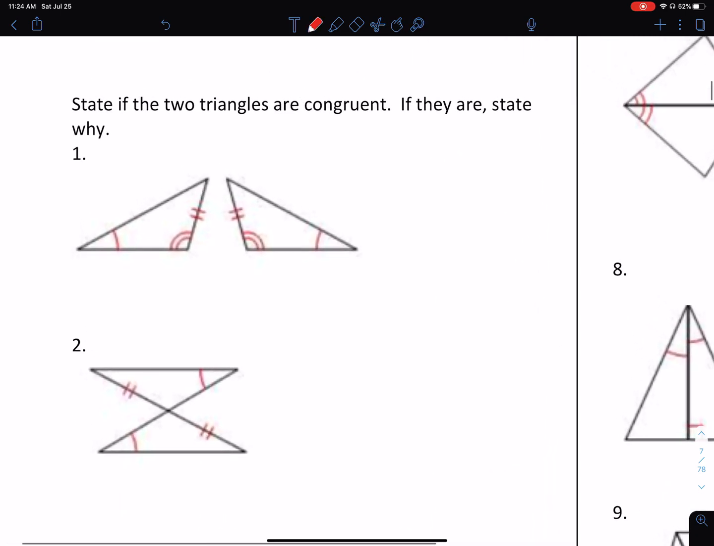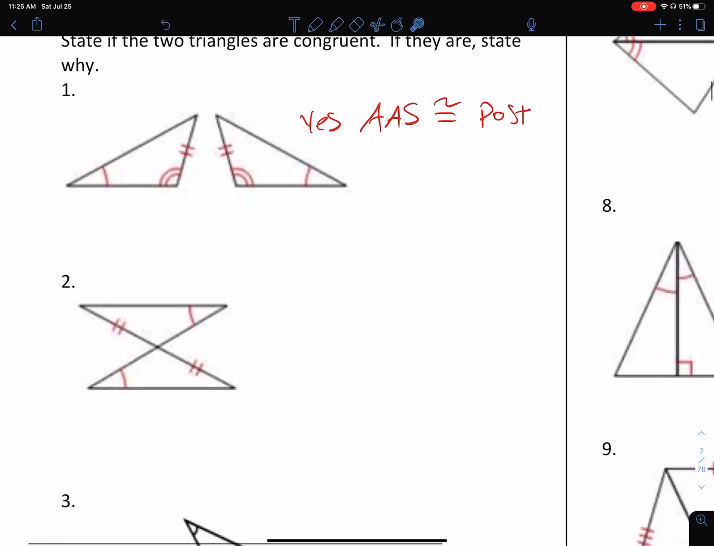Say if the two triangles are congruent. If they are, state why. Well, we have two angles of this triangle congruent to two angles of this triangle, and the corresponding non-included sides are congruent. Do we have an angle-angle-side? We sure do. These are congruent by the angle-angle-side postulate. Well, let's be more specific. Angle-angle-side congruency postulate. We need that because there's other angle-angle-side postulates we'll learn later that is not congruent.